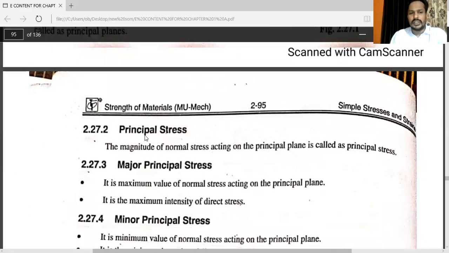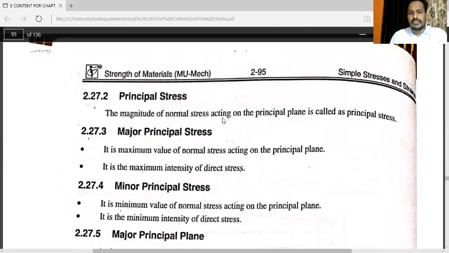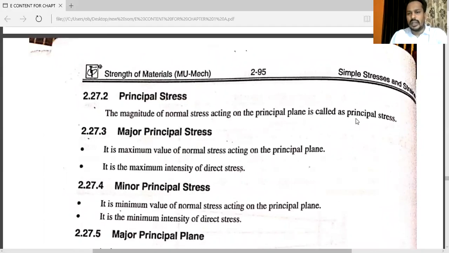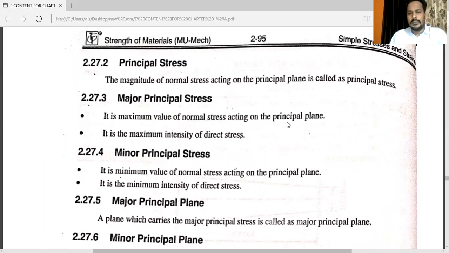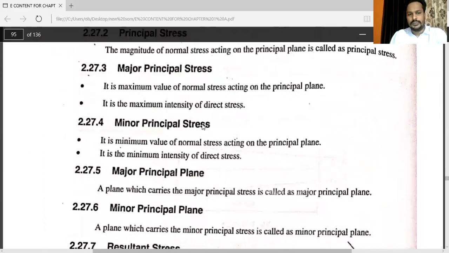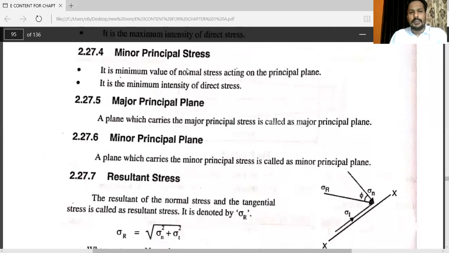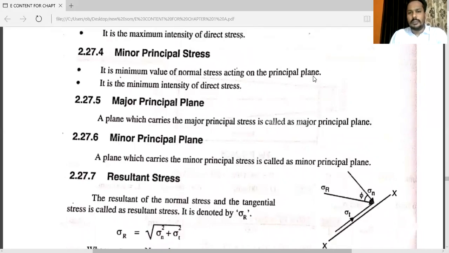Then what is principal stress? The magnitude of normal stress acting on the principal plane is called principal stress. Major principal stress is the maximum value of normal stress acting on the principal plane, and you can say it is the maximum intensity of direct stress. What is minor principal stress? It is the minimum value of normal stress acting on the principal plane, and you can say it is the minimum intensity of direct stress.